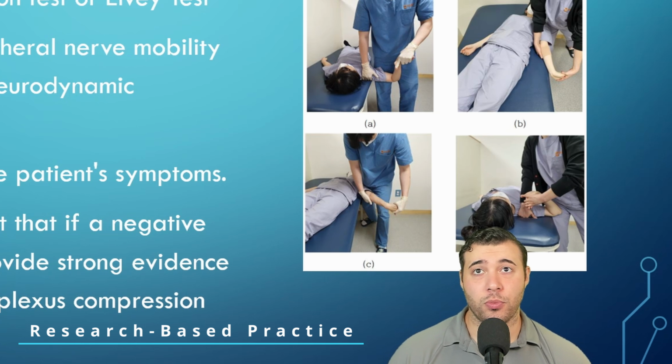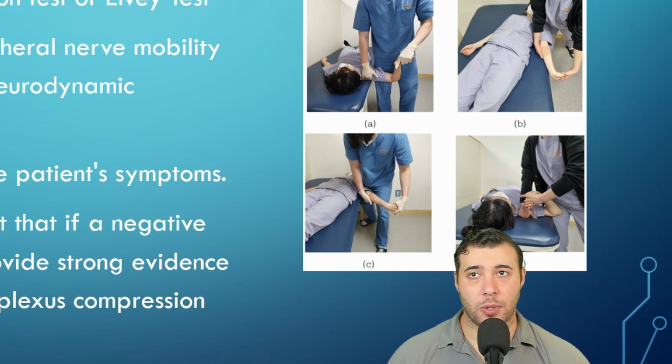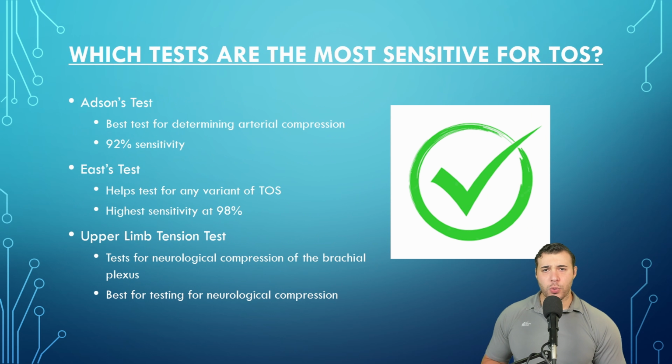This test is performed to assess peripheral nerve mobility and compression during neurodynamic assessment. The upper limb tension test is aimed to evoke the patient's symptoms. It's a complex and dynamic test that if a negative finding is found, it can provide strong evidence for the diagnosis of brachial plexus compression. So when I was doing research on these, I wanted to see which one was the most sensitive, which one was the most specific for certain types of TOS.